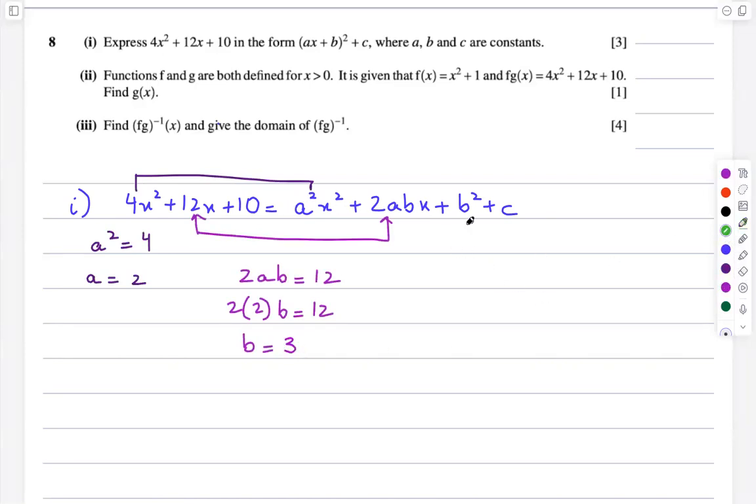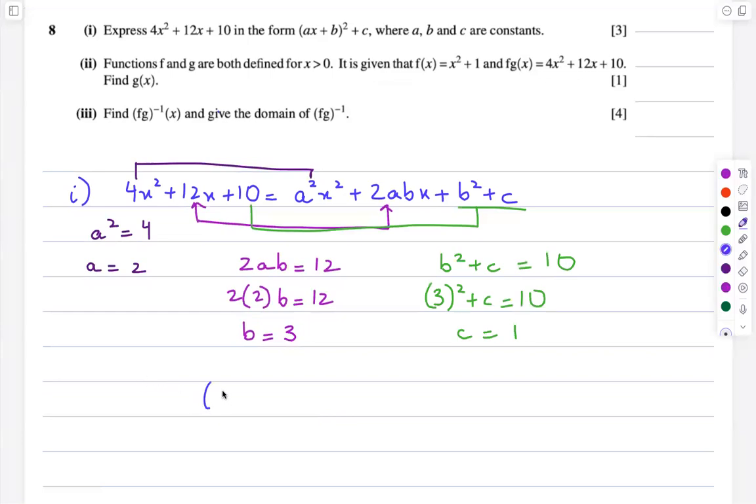And to find the value of c, we can compare the constant term. On the left-hand side, it is 10, and on the right-hand side, that is b squared plus c equals 10. The value of b is 3, so this will become 3 squared plus c equals 10. So c will be equal to 10 minus 9, that will be equal to 1. Once you have the values of a, b, and c, we can write it in the form (2x plus 3) whole squared, and the value of c is 1, so this will become plus 1.